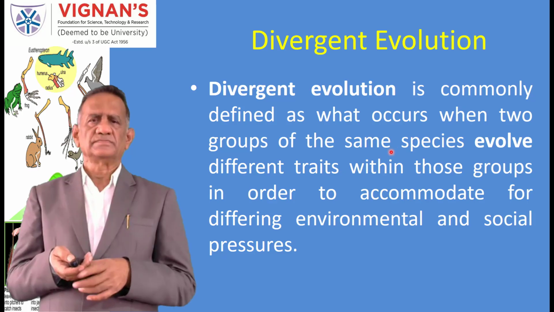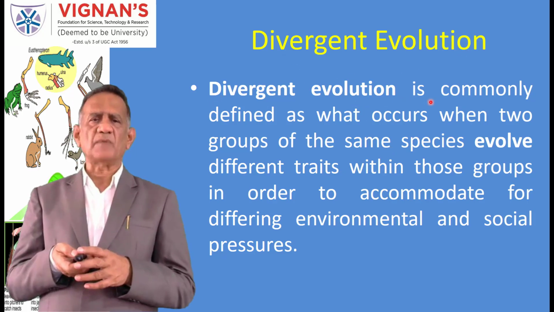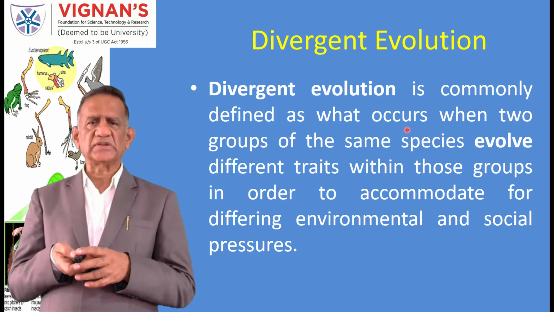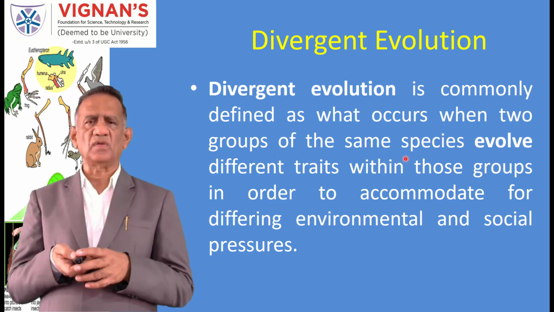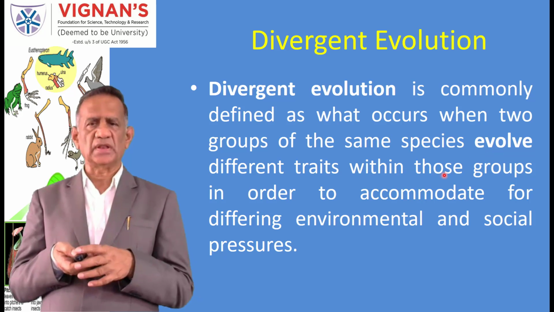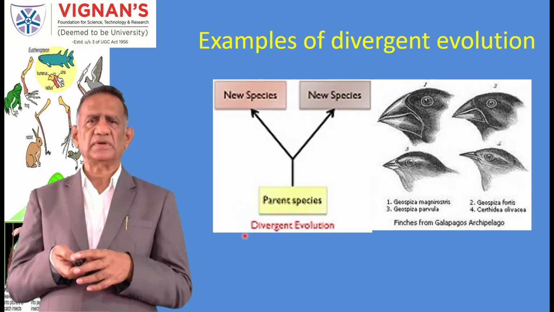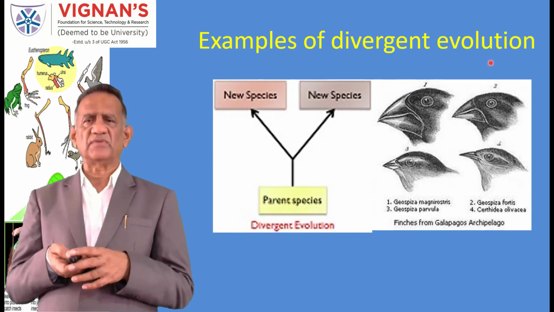Okay, so let us have a look at divergent evolution. Divergent evolution is commonly defined as what occurs when two groups of the same species evolve into different traits within those groups in order to accommodate differing environmental and social pressures. Now let us see an example of divergent evolution.